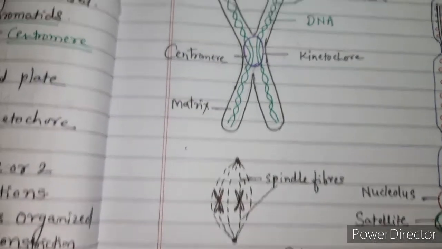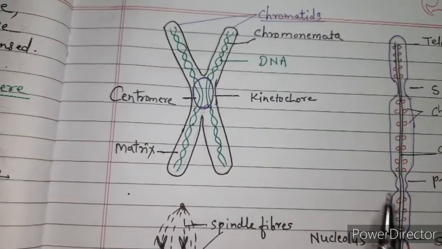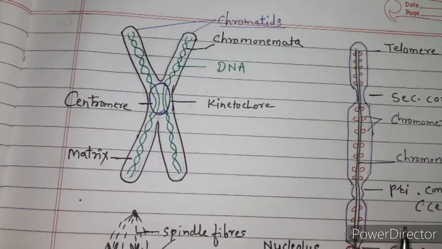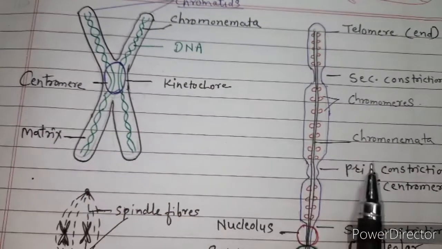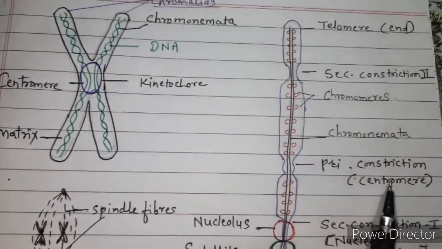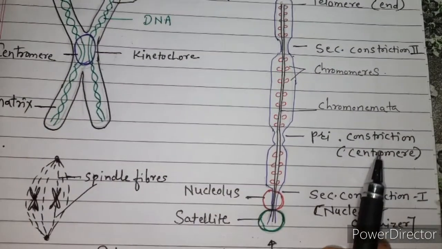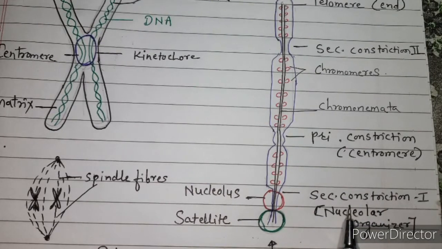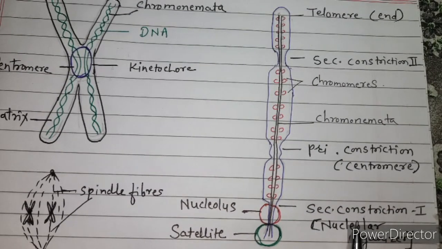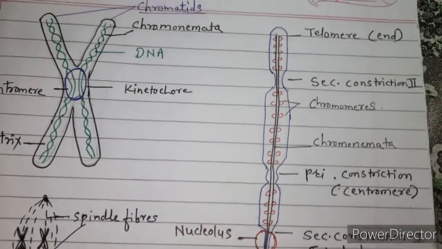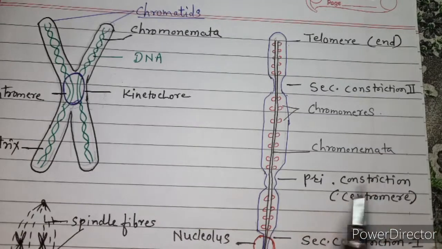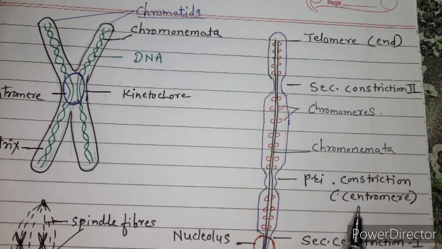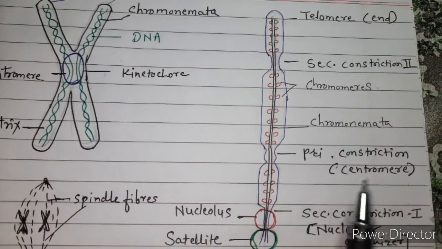Okay students. Now see here, this is the structure of a chromosome. Besides the primary constriction, a few chromosomes possess some additional constrictions, and those are known as secondary constrictions. See here, secondary constriction 1, secondary constriction 2. Not in all chromosomes, but in few chromosomes such additional constrictions are present. These are called secondary constrictions.